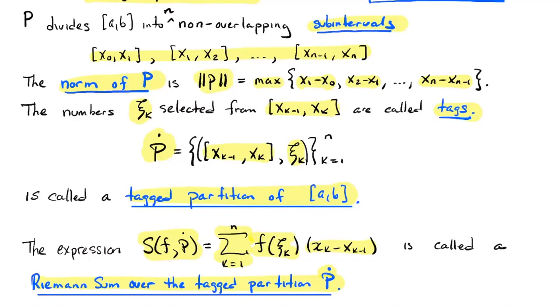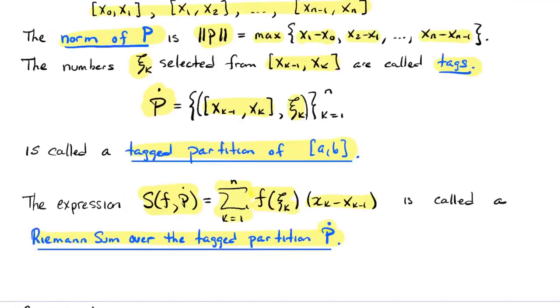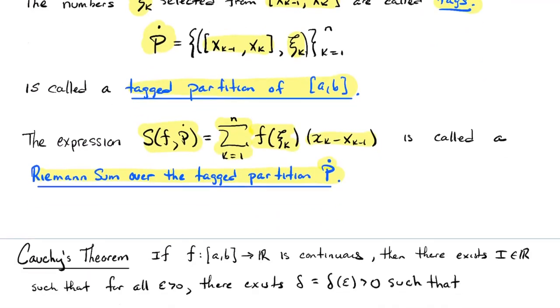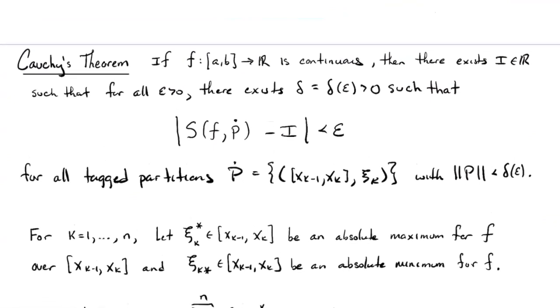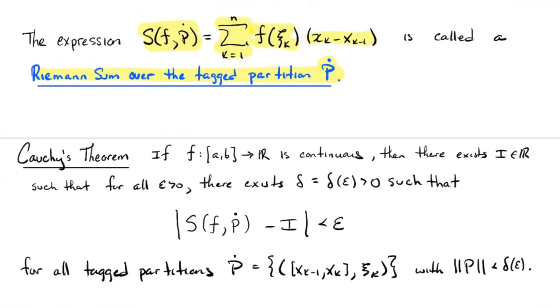Riemann after the mathematician George Riemann, although these ideas were attributed to Cauchy much earlier. I don't know the history of why it's not called a Cauchy sum. It's called a Riemann sum. Riemann kind of took these ideas a little bit further than Cauchy later on in the history of mathematics. Okay, so in that terminology, let's rephrase Cauchy's theorem.